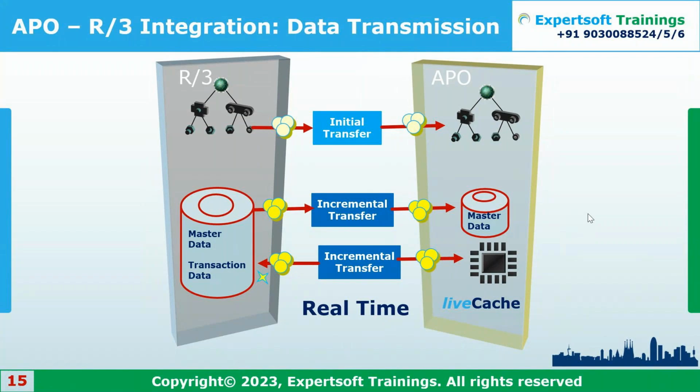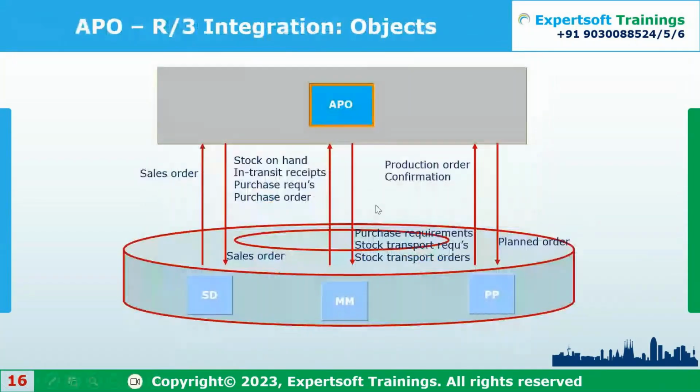And these are the integration objects, for example the APO system. Architecture wise, APO is at the upper level, the planning part. So APO is on top, and ECC is at the bottom, imagine it like this. There are sales order, SD related information, MM related information, and PP related information, for example sales order, purchase requisition, planned order, and stocks. All this information we transfer to APO and get the results back in our ECC system.